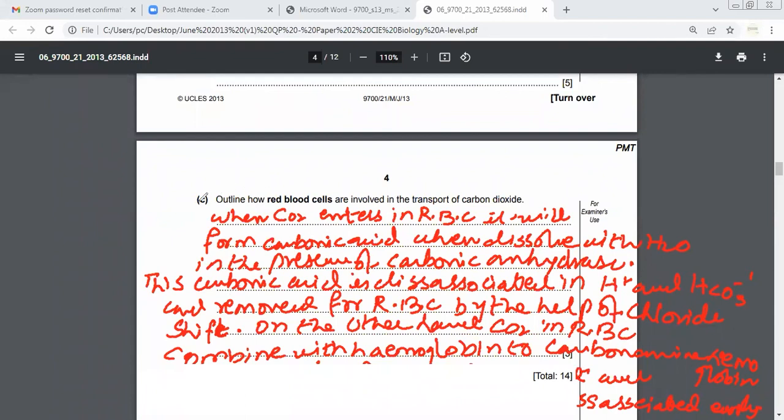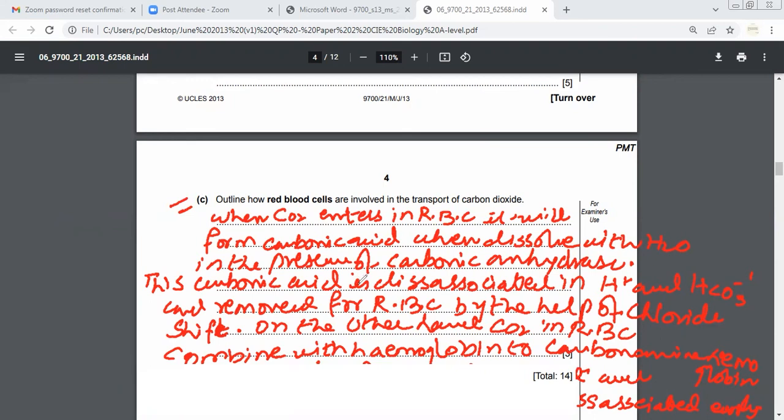Outline how red blood cells are involved in the transport of carbon dioxide. When carbon dioxide enters in RBC, it forms carbonic acid. पहले तो वो carbonic acid बनाती है water के साथ मिलके when it dissolves with the water in the presence of enzyme that is carbonic anhydrase. ठीक है, enzyme कौन सा रहता है? Carbonic anhydrase होता है और ये एक reversible reaction होता है.